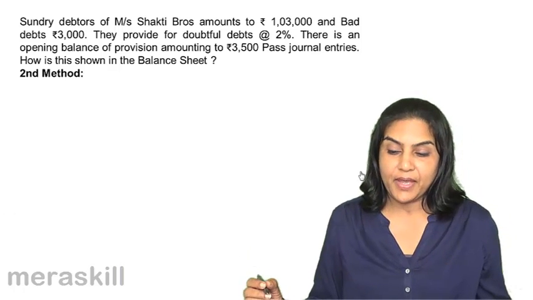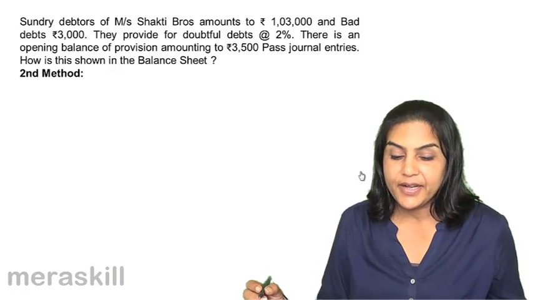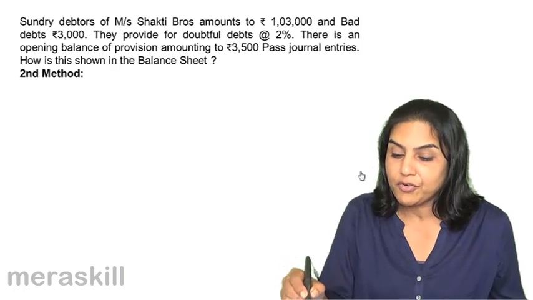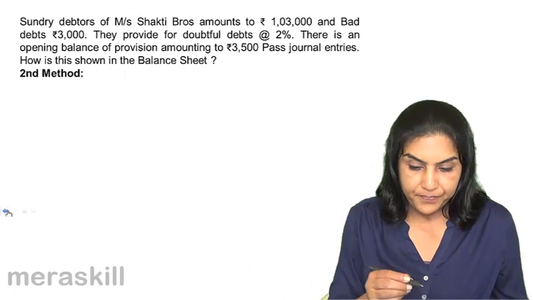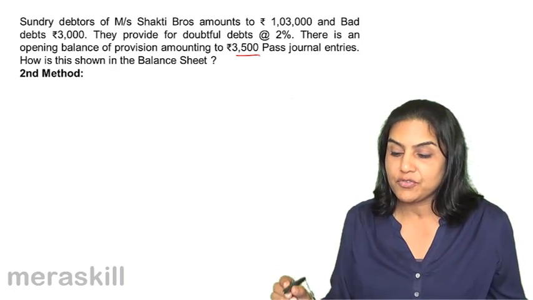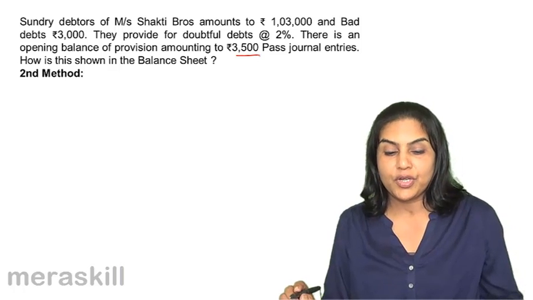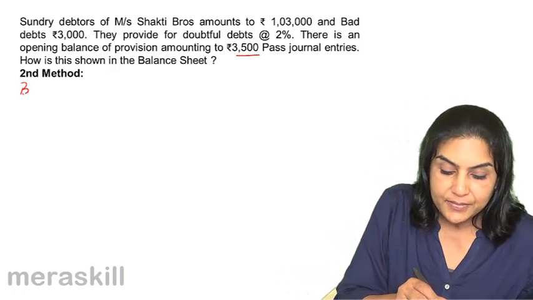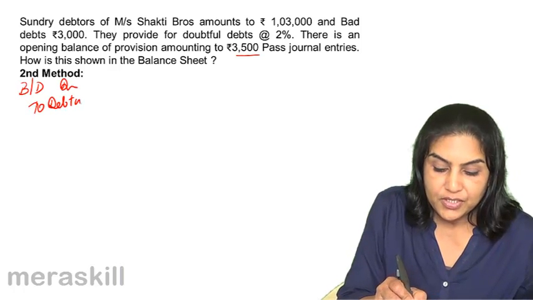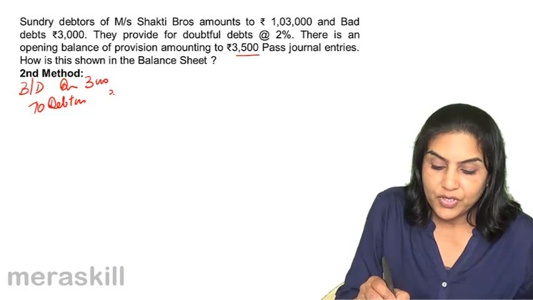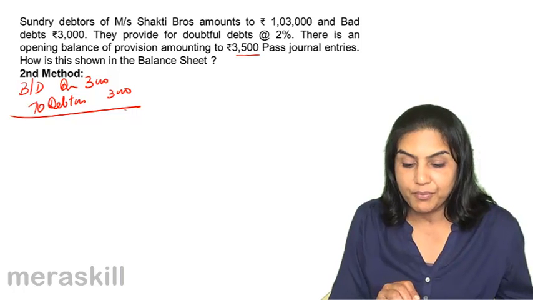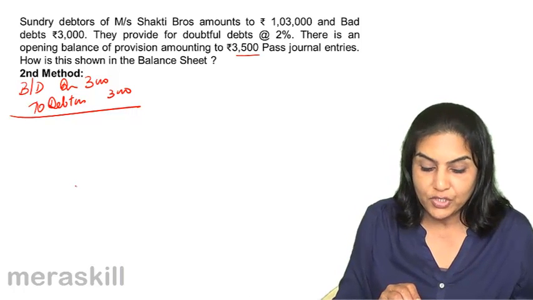If we do the same thing in the second method, sundry debtors amount to 1,03,000, bad debts 3,000. They provide for doubtful debts 2%. There is an opening balance of provision 3,500. Pass journal entries and show. If it's the second method, it is bad debt account debit to debtors. There is no change. This amount is 3,000. So the debtors have now become 1 lakh. What is our provision? 2% on 1 lakh is only 2,000.